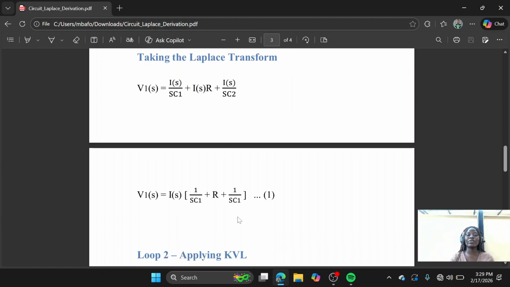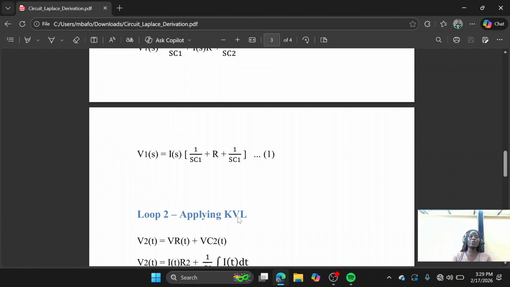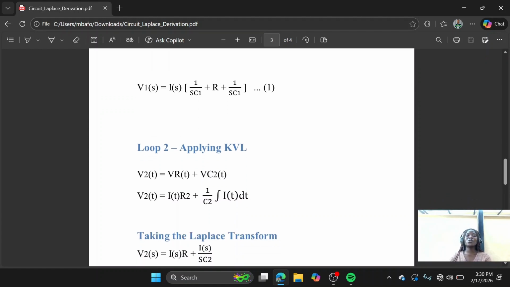So we go on. The first equation is going to be V1(s) is equal to I(s), and then you bring the square bracket, 1 over sC1 plus R plus 1 over sC2, which is the first equation. Then we go to loop 2, and we apply KVL again. For those of you who don't remember, KVL is Kirchhoff's voltage law.